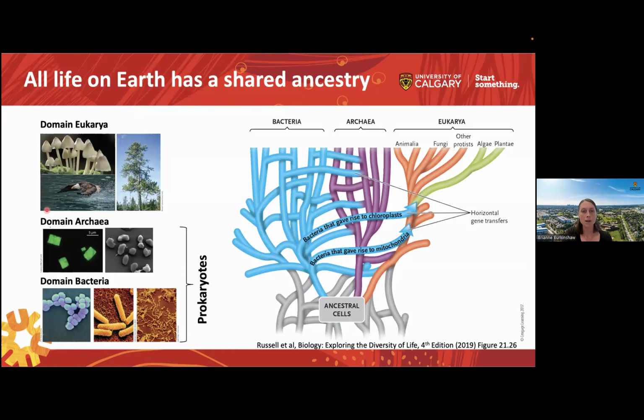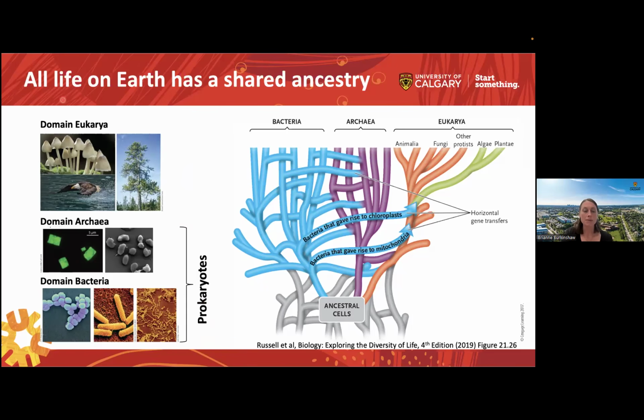If we start at the bottom here, we have domain bacteria, then above domain archaea. So archaea primarily live in these extreme environments like the hot springs or areas with really high salt. And you'll notice that both domain archaea and bacteria are prokaryotes. So these are prokaryotic cells, meaning that they lack a nucleus.